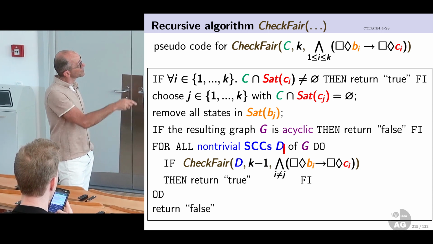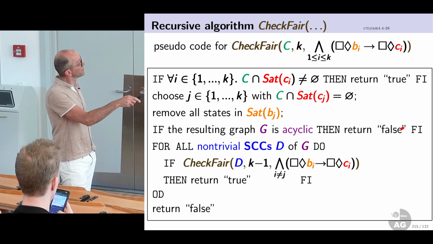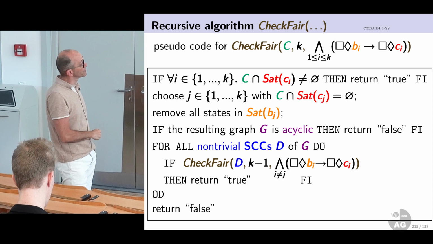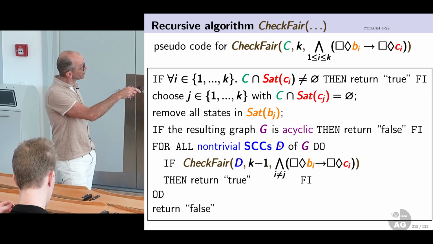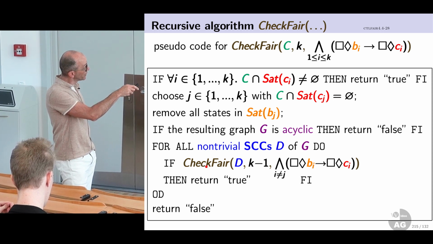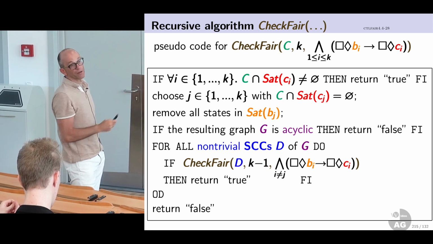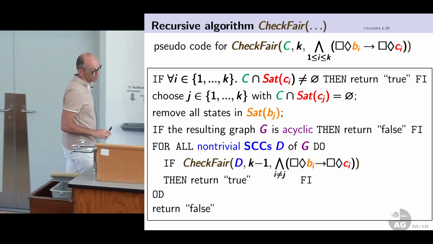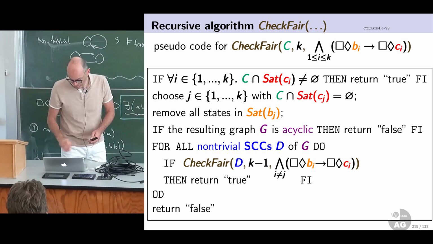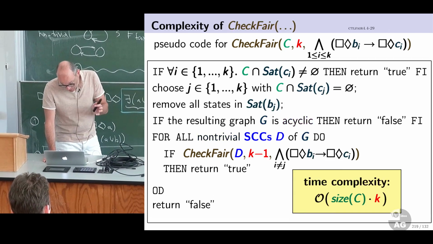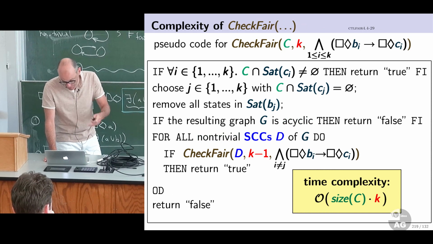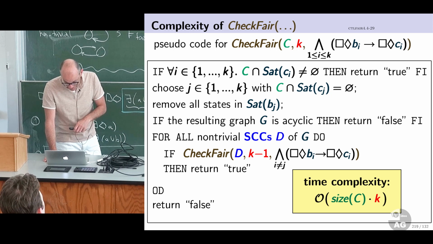If the resulting graph is acyclic, then it cannot be fair. And otherwise, for all non-trivial SCCs, you're going to check the remaining conditions. That means that for this non-trivial SCC D, you're going to invoke recursively the procedure check fair on D with 1 constraint less. Good. And this has a complexity which is linear in the size of the strongly connected components times the number of components, because you do K times this recursive invocation.